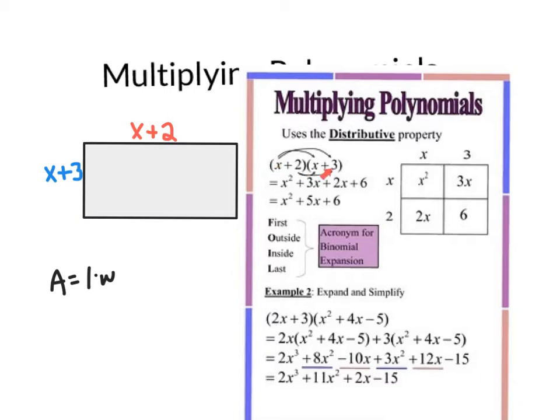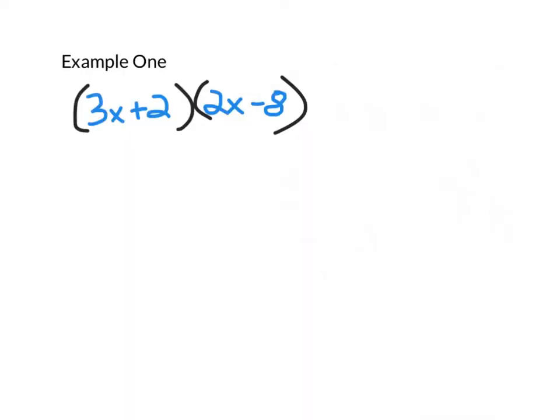This is the distributive property. It's also kind of known as the FOIL method, first, outside, inside, and last. We are going to work using what's called the box method, okay? So this lesson and your assignment is going to be about using the box method to multiply these polynomials. All right, so let's take a look at an example. All right, so here's example 1.